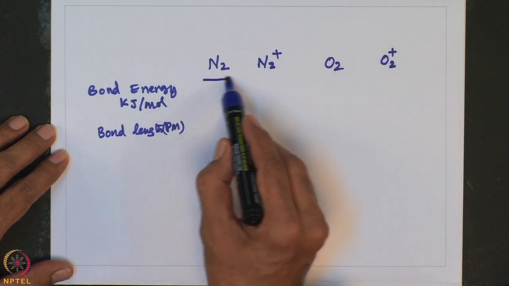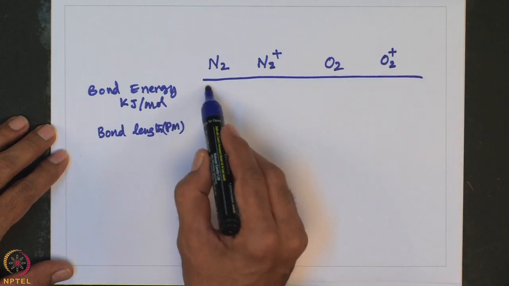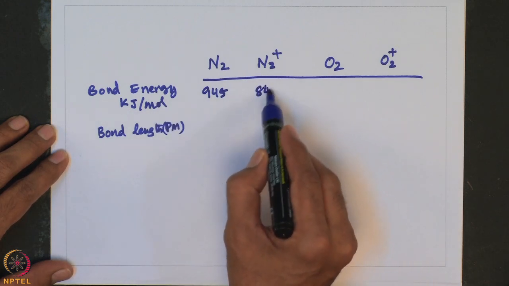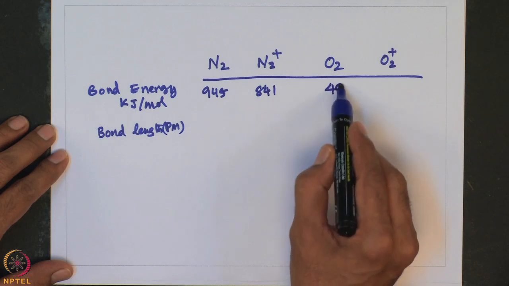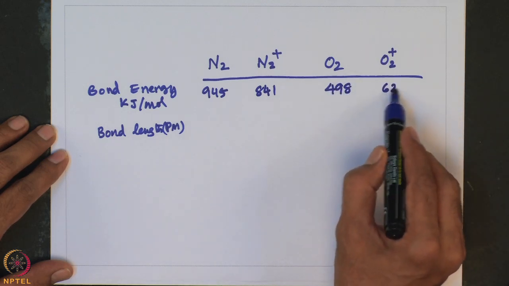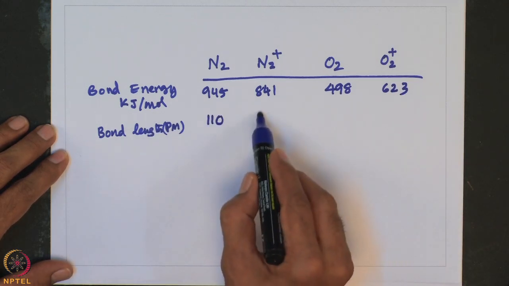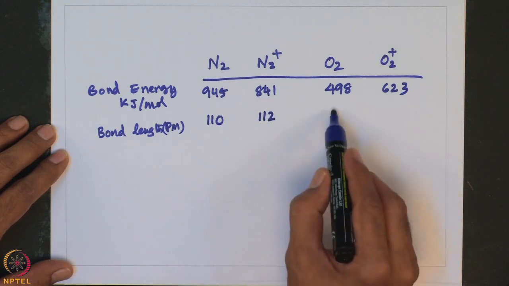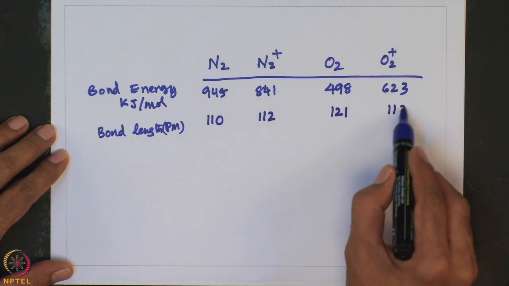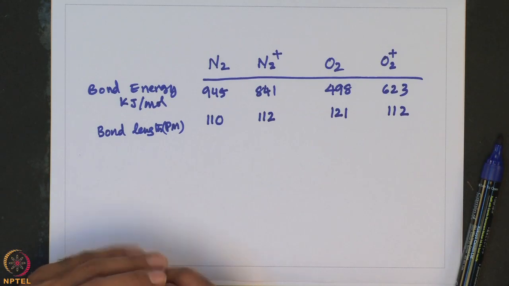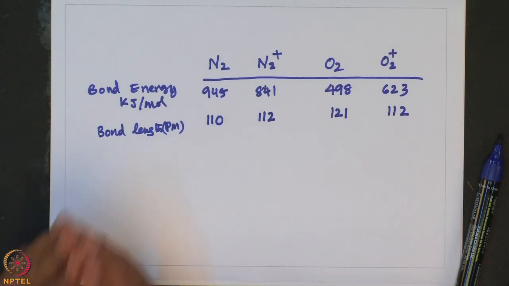Let us compare these parameters now. Let me start writing the values. It is 945 kilojoules per mole, and for this one 841, and then 498, and then 623, and the bond length is 110 picometers, and here it is 112, and here it is 121, whereas here 112. Okay. So now we have to explain. I already showed you the MO diagram for N2, N2+, O2 and O2+. In case of N2, bond order, let me write here bond order.